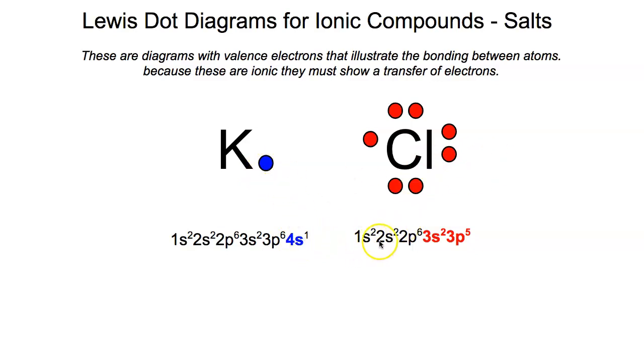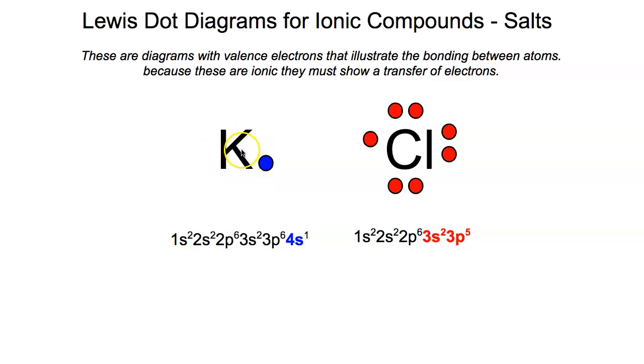Here I have 1s2, 2s2, 2p6, 3s2, 3p5. This is chlorine's electron configuration, and notice it has 5 plus 2, 7 outermost electrons. The dots represent the valence, the outermost high-energy electrons. These core electrons are not involved in bonding. They're too stable.